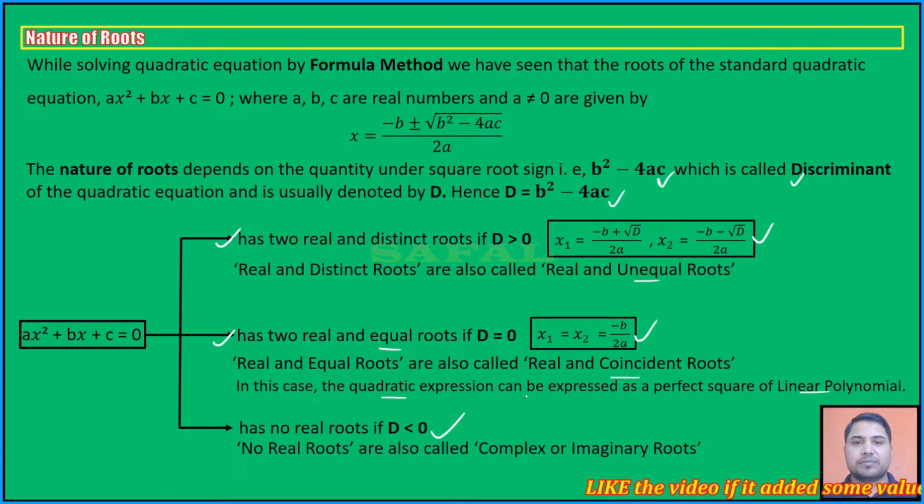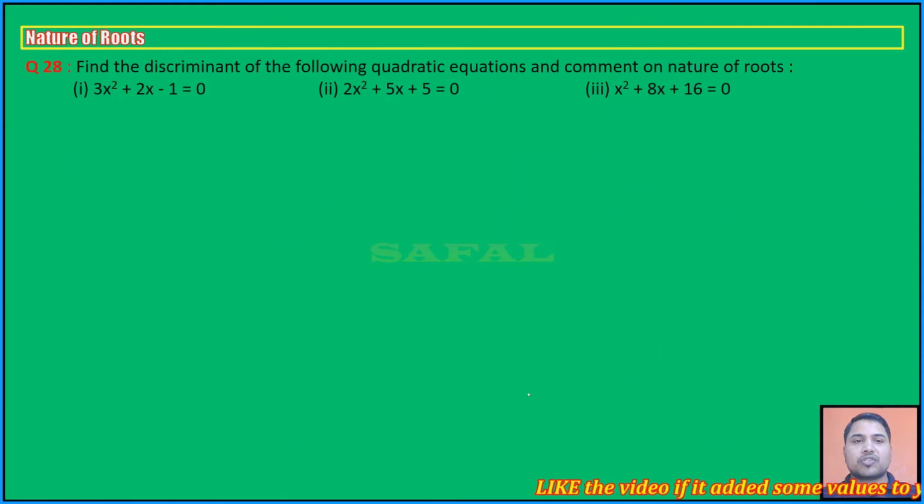The first question I have taken on the screen. Find the discriminant of the following quadratic equations and comment on the nature of roots. So here we are asked about the nature of roots, to find the discriminant, and based on that we need to comment.